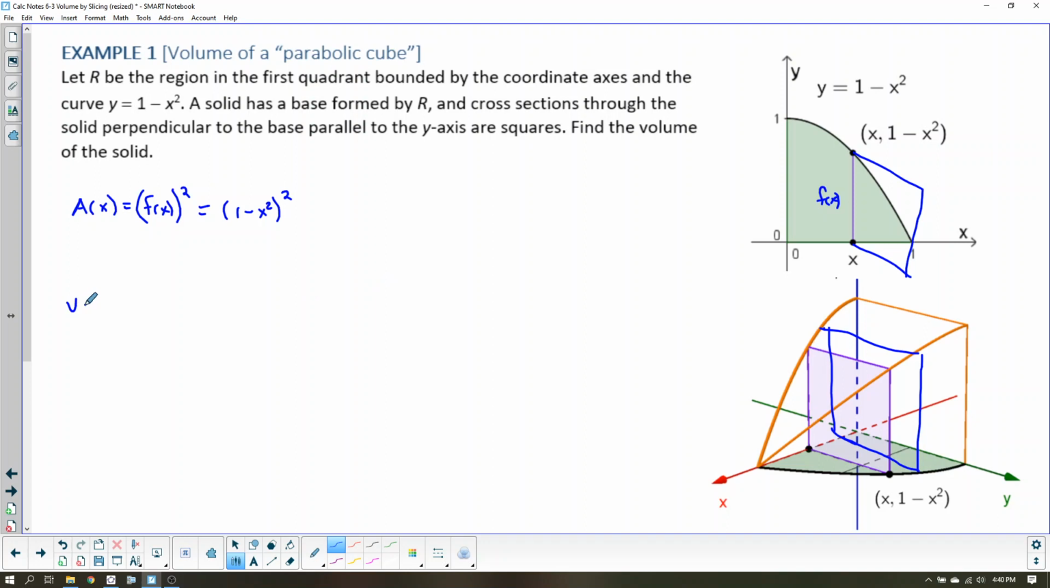Now we can do the volume. So volume is the integral from a to b. Well, in this case, this is where the cross-section is really important. We're slicing up in this direction, so that is what we're integrating. We're integrating from this point to this point. So it will be from 0 to 1 of A of x, which in this problem, there's our A of x.